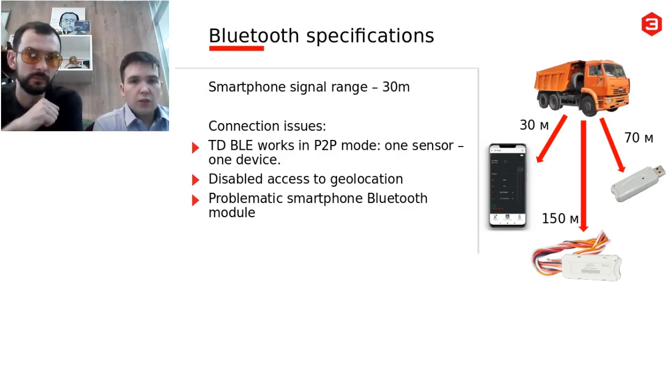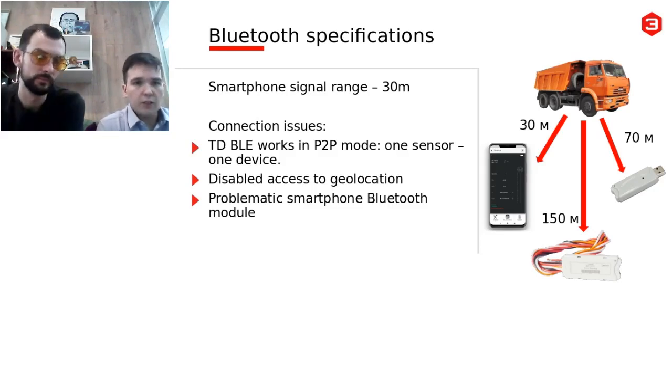Another reason for the issues arising while connecting the sensors is disabled access to geolocation. It's a regular, ordinary demand from the digital distribution stores, such as Play Market and App Store, that requires all applications that have access to Bluetooth to also have access to the geolocation. So you need to give this permission to our app so that it can proceed functioning properly.